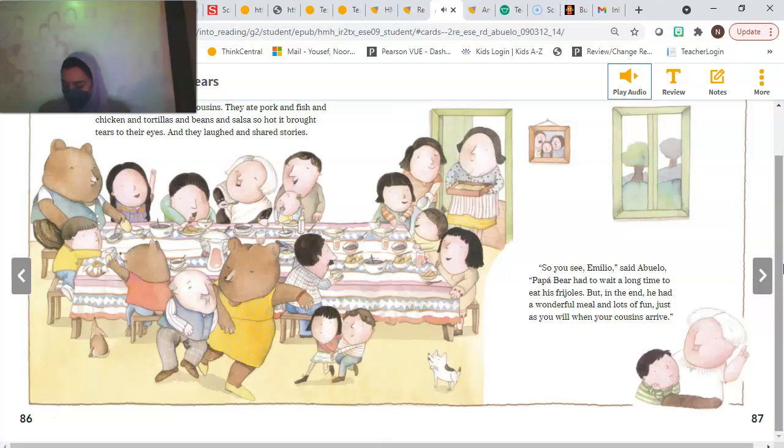Why do you guys think Abuelo told this story to Emilio? What does he want Emilio to understand? Yes, very good. That it takes patience. It's important to be patient. Even though waiting for someone can be hard, it often leads to a lot of fun. You should be patient. All right, let's keep going.